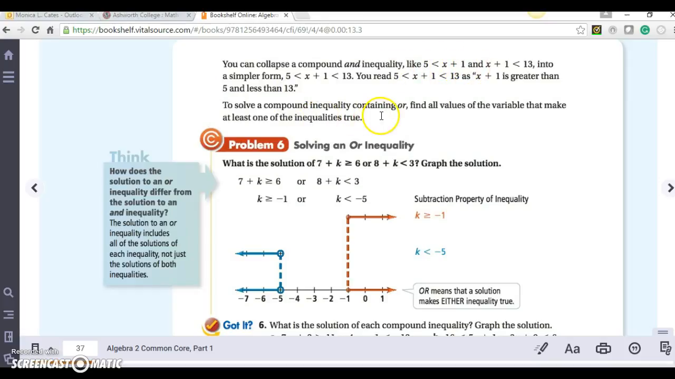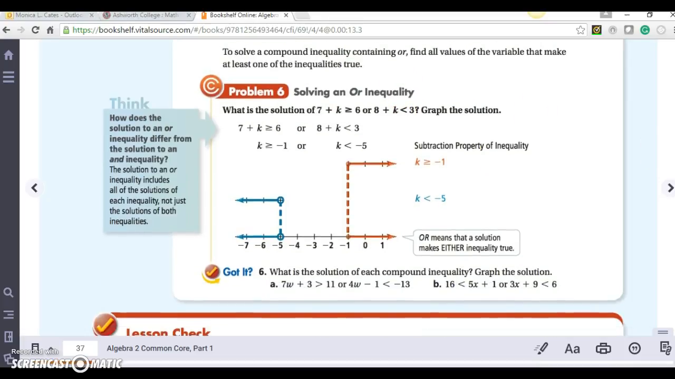To solve a compound inequality containing or, find all the values of the variable that make at least one of the inequalities true. So when we're doing or, as you can see already from the example, I have some that are not going to fit into my system, and then the blue will only make this inequality true, and the red, this one will only make this inequality true. So let's look at it.